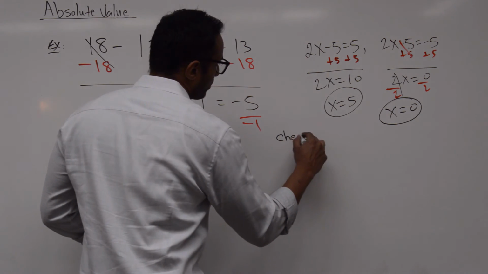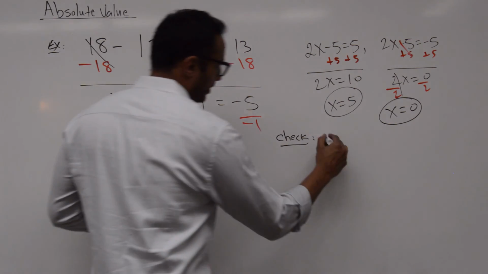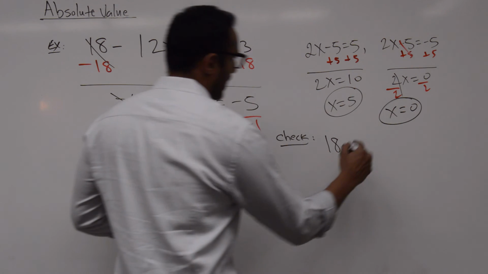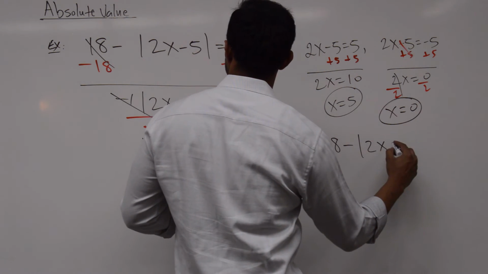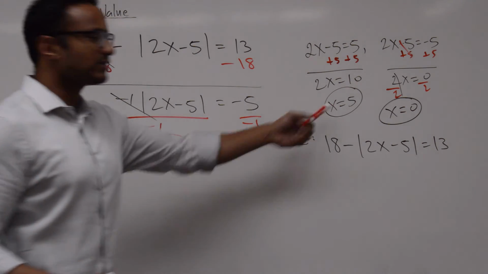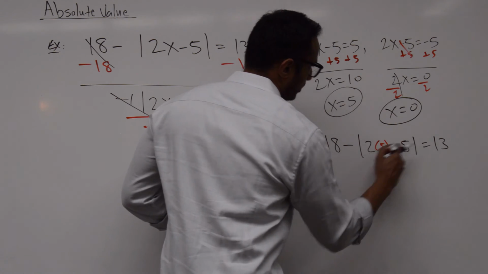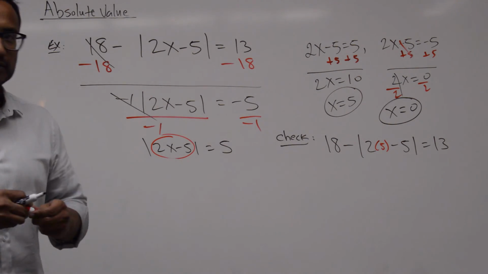Now to do a check, you go back to the original problem. The original problem says we got 18 minus the absolute value of 2x minus 5, and that's equal to 13. Let's check x equals 5. So I'm replacing this x with a 5. What happens if I do that?